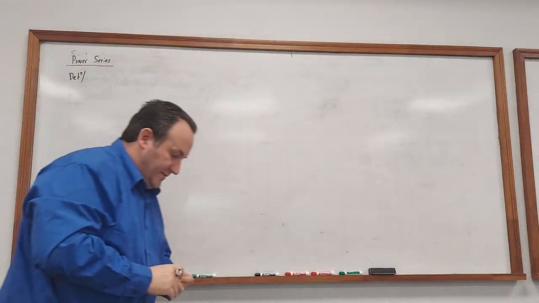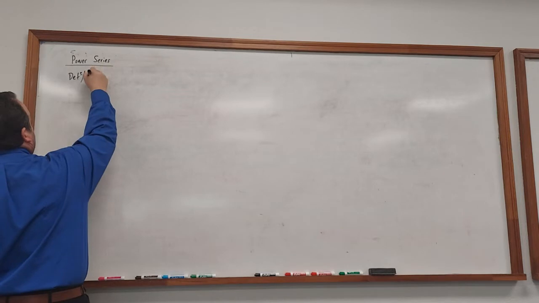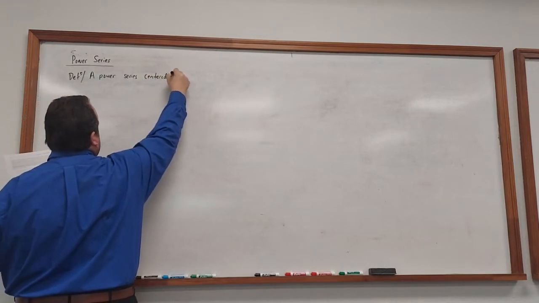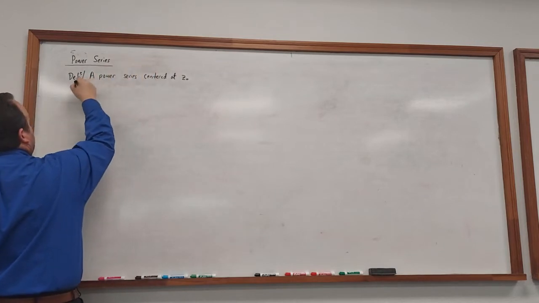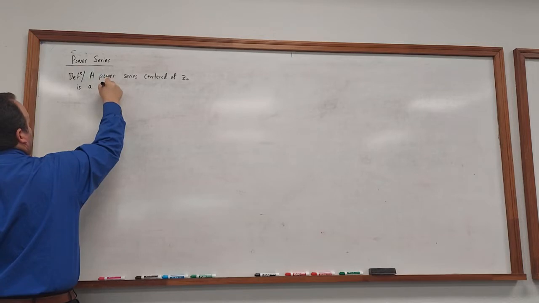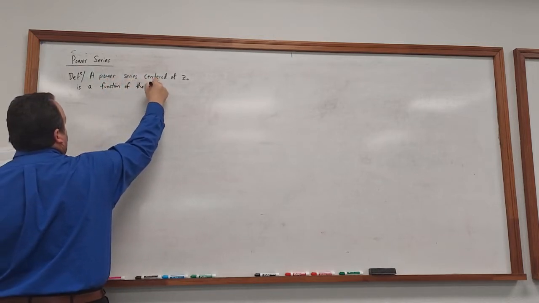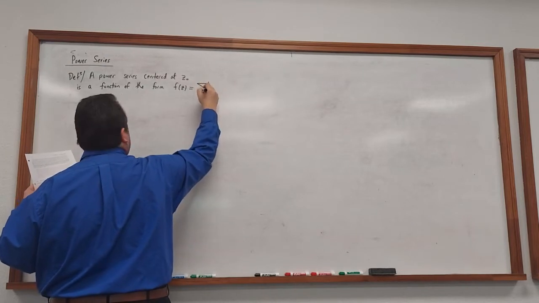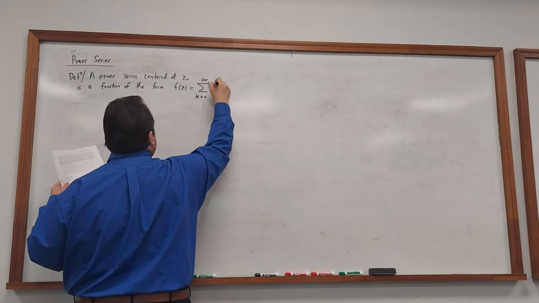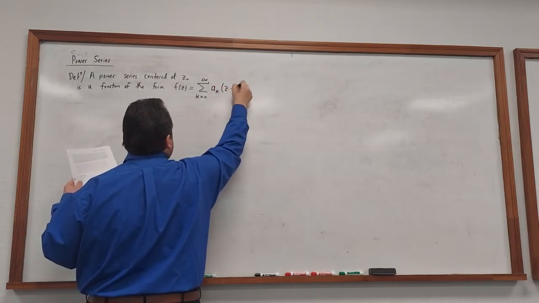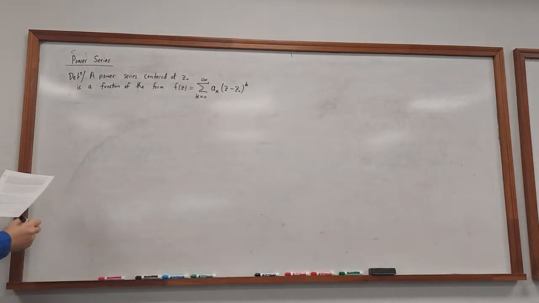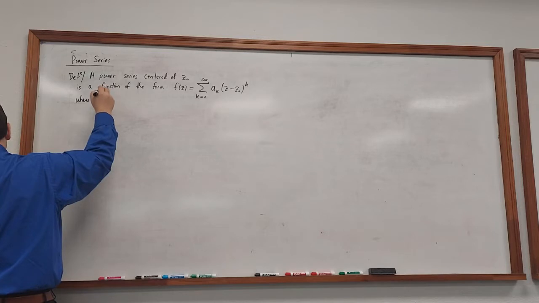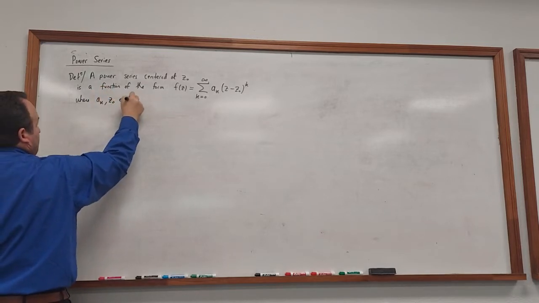The definition: what is a power series? A power series centered at z naught is a function of the form f of z equal to the sum, k equals 0 to infinity, of a sub k times (z minus z naught) to the k power, where a sub k and z naught are complex constants, right?